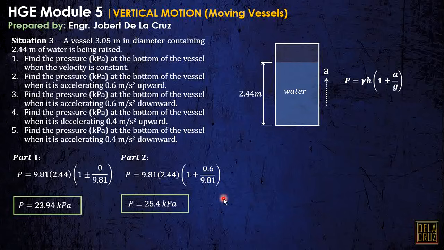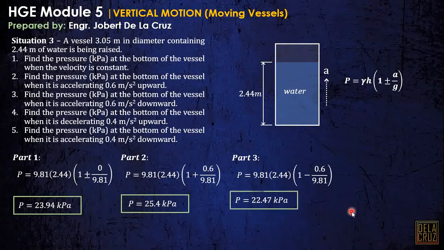Part 3, find the pressure at the bottom of the vessel when it is accelerating 0.6 pa rin. But that is downward motion. So, ano yung magbabago? Accelerating downward motion. So, magiging negative lang siya. Minus lang. Then, that is 22.47 kilopascal.